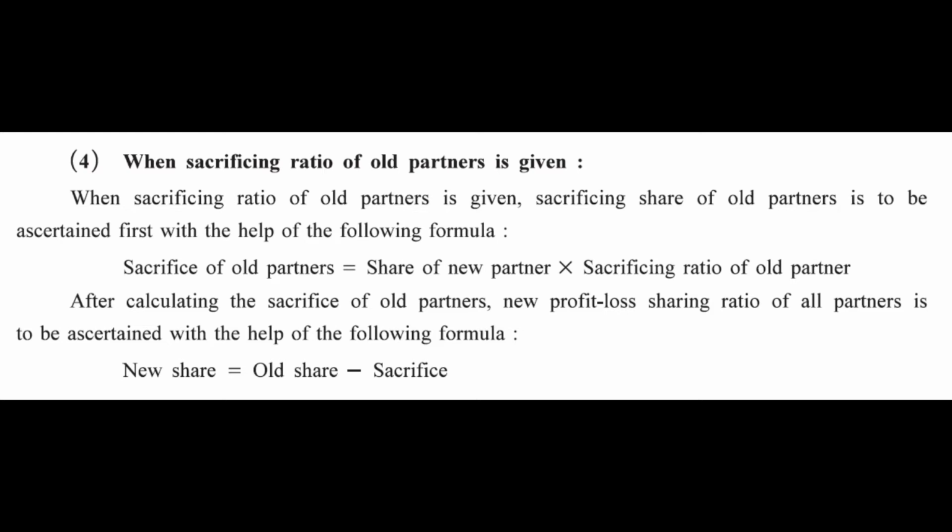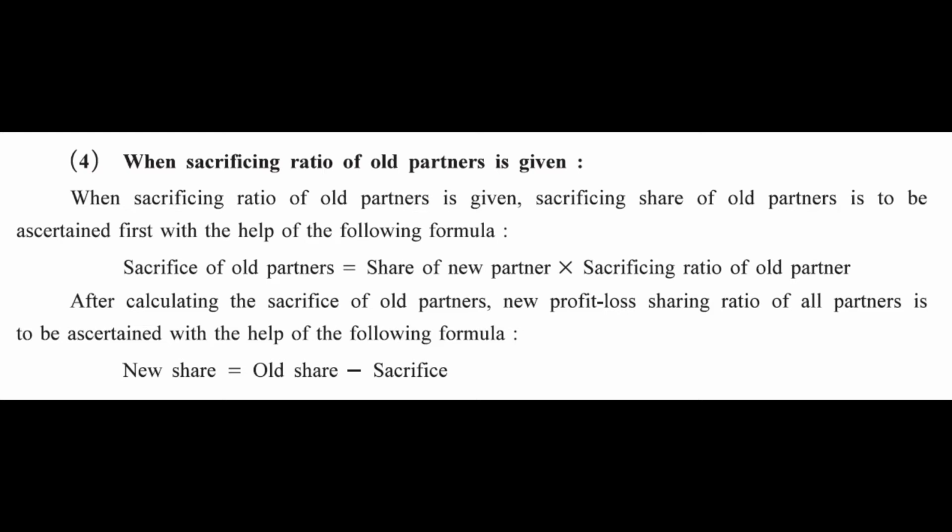First formula is there, sacrifice of old partner. When we want to find out the sacrifice of old partner, at that time this formula is there. Sacrifice of old partner is equal to share of new partner into sacrificing ratio of old partner. After calculating the sacrifice of old partners, new profit loss sharing ratio of old partner is to be ascertained with the help of the following formula. Afterward, we have to find out the new share. So, formula of a new share is equal to old share minus sacrifice.